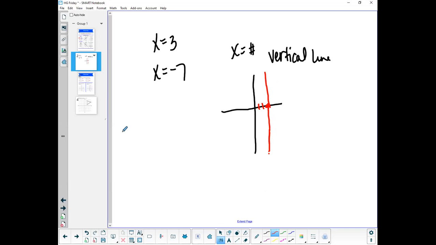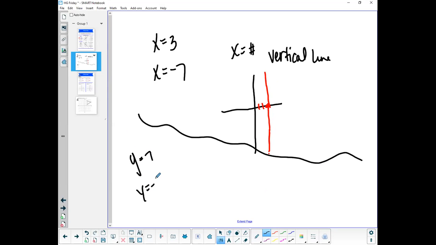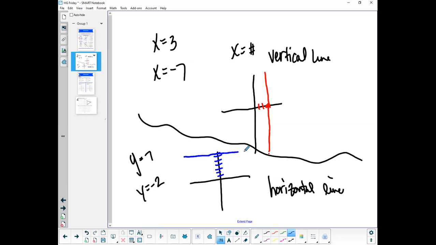If I have y equals a number, that means we don't care what x is, y is always going to be that number. It is a horizontal line. So, for instance, if y equals 7, up here, then we have this horizontal line because no matter where I go on it, y is always 7.